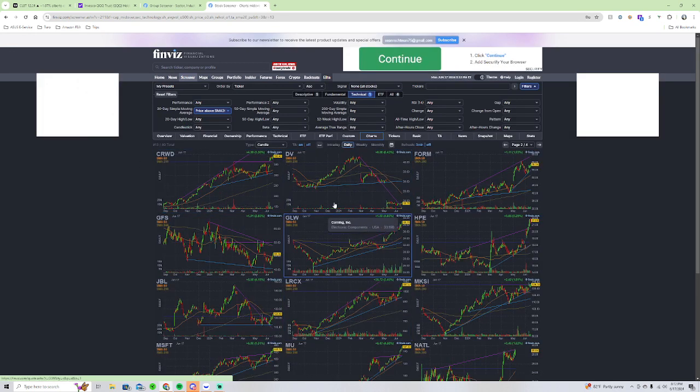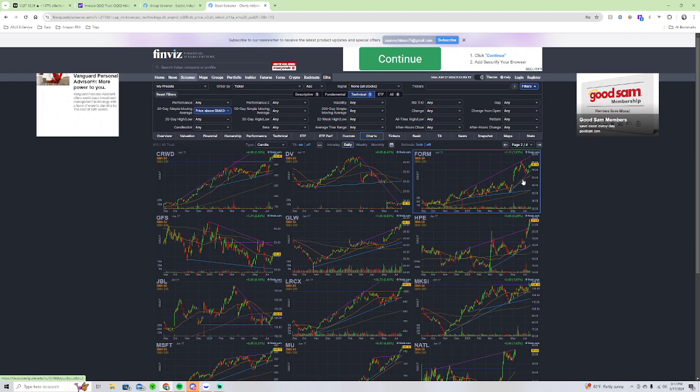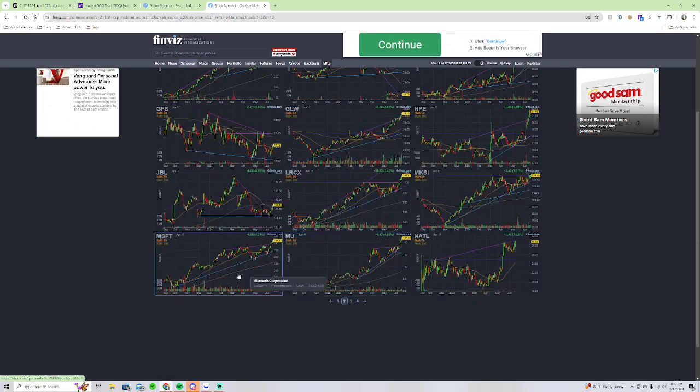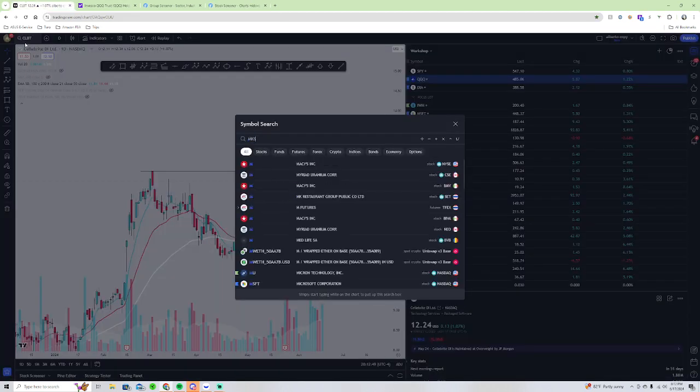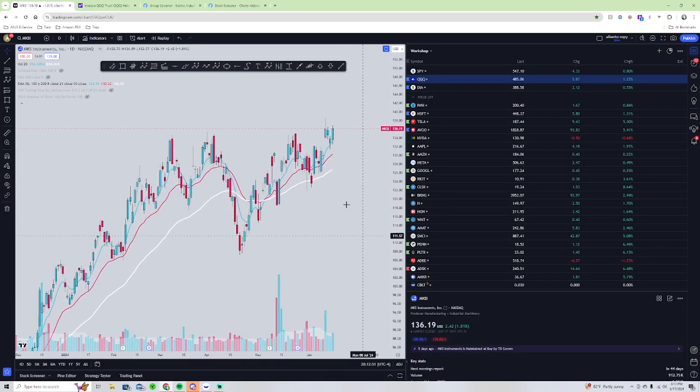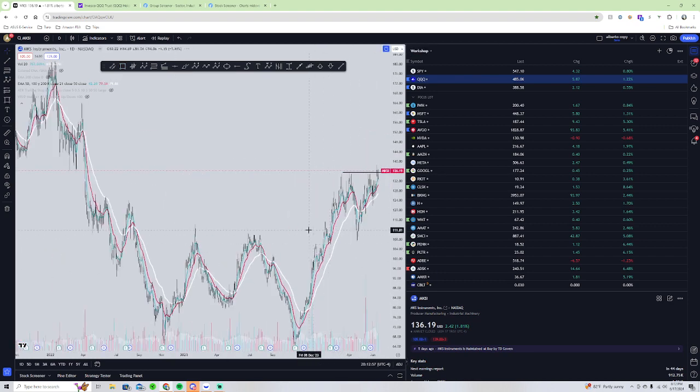Crowd, for example, we talked about already. DV, I don't like. FORM, not really a favorite. GFS, not really a favorite. This one's not really a favorite. What I'm looking for, just really quickly, is tightness on them, right? So there you go, perfect example, MKSI. I'm looking for names that haven't really moved yet because we're probably not looking to chase some of the entries. So a name like this that's still in base is perfect.